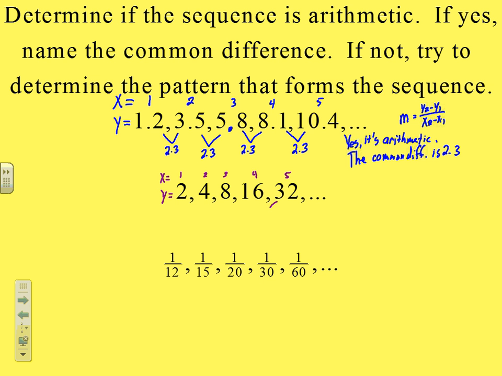So 32 minus 16 is 16. 16 minus 8 is 8. 8 minus 4 is 4. And 4 minus 2 is 2. Well, the difference between the term numbers, the y numbers, the outputs, however you want to think of them, the differences of the output numbers here are not the same. So we'd say no, this is not an arithmetic sequence.